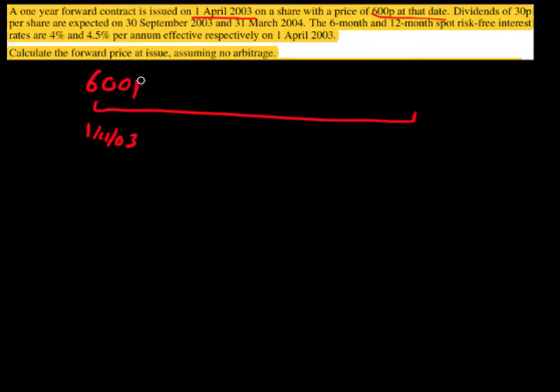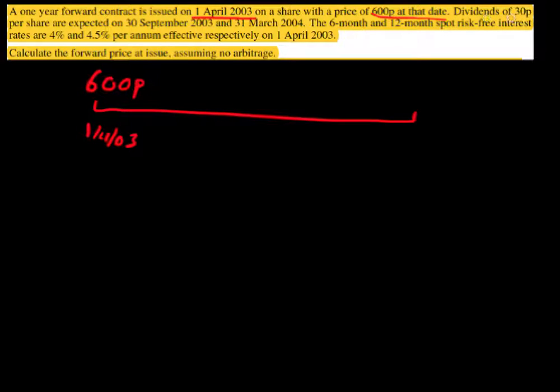To redo it over here, we're looking at another exam question. So a 1 year forward contract is issued on the 1st of April 03 with a share price of 600 pence at that date. So let's look at that. This is the 1st of April 03. We're starting with 600 pence.